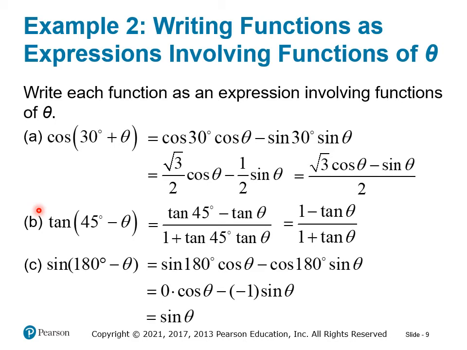I'm not going to walk through these. To me, these are pretty straightforward. You're just using the identity, and then when you have a known angle trig function, you're substituting that value in.